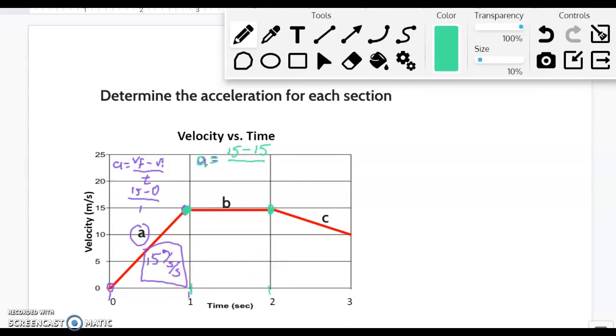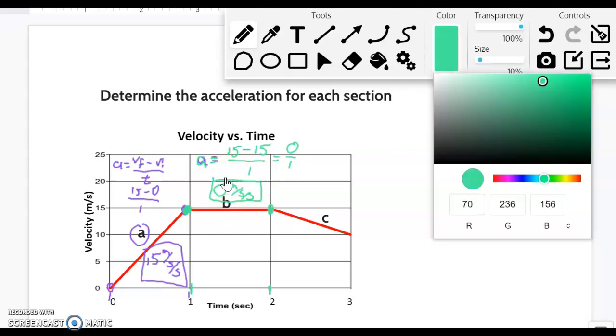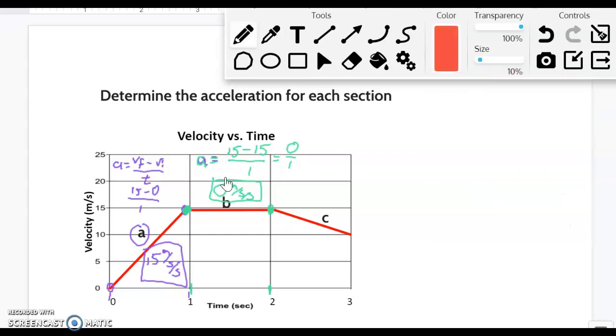It started here and it ended here. So it's still only 1 second. But you'll notice that I get 0 divided by 1. My acceleration here is 0 meters per second squared. You also have a flat line. Its speed is not changing. So you could just say it's 0, and that's fine and not show the work. That's okay.